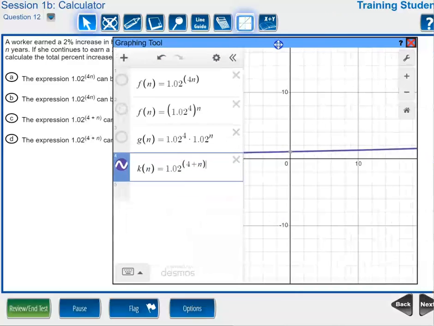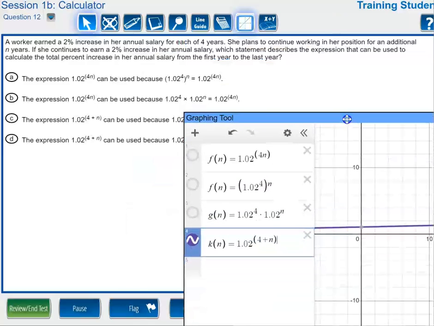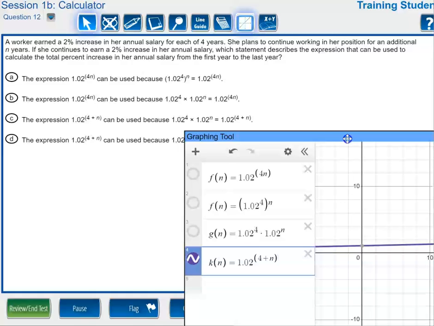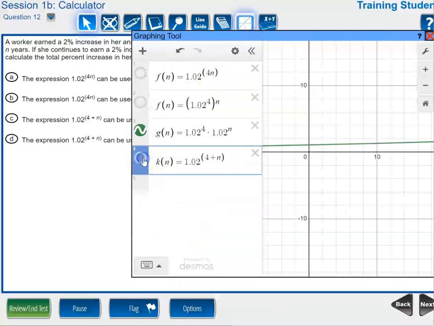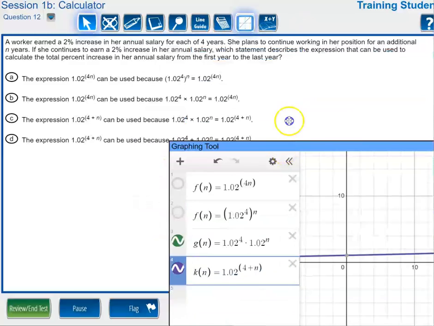Okay, so there's that. And I want to know if that's the same as 1.02 to the 4th times 1.02 to the n, which is what that says. So that was in part C. I'm going to go ahead and put that here. And so those are both correct. And then finally, I'm going to try the last one.